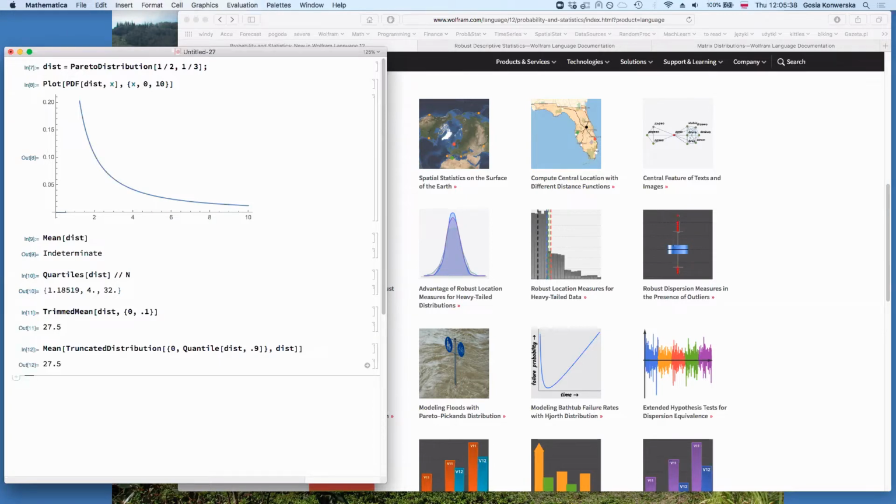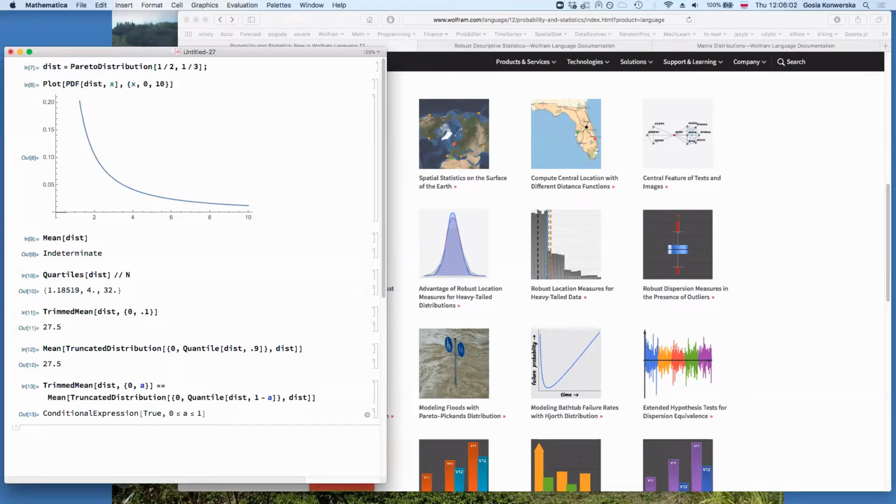And this corresponds to the truncated distribution. So we can create a truncated distribution from our original distribution and compute the mean. You can see that for really any truncation, so this is the little a, we can find the corresponding truncated distribution with the appropriate quantile over there.